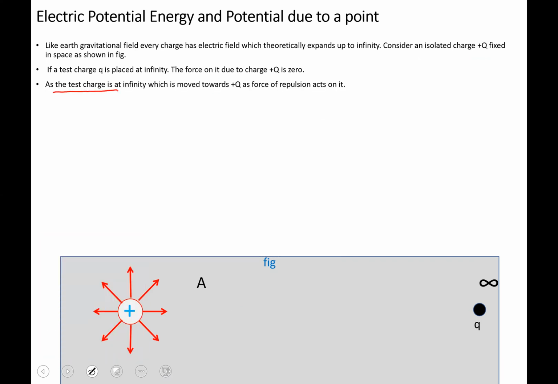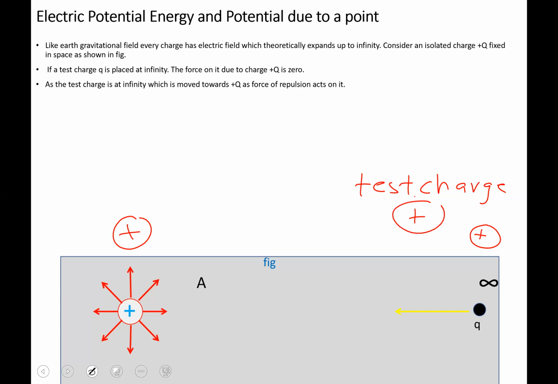As the test charge moves from infinity towards the isolated charge Q, a force of repulsion acts on it. If we move this charge q closer to the isolated charge, they are both of the same charge, positive, because the test charge is considered to be positive. Now if they are both of the same charge, they will repel each other, because we have learned from Coulomb's law that same charges repel each other and opposite charges attract each other.